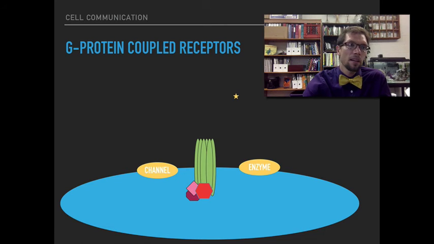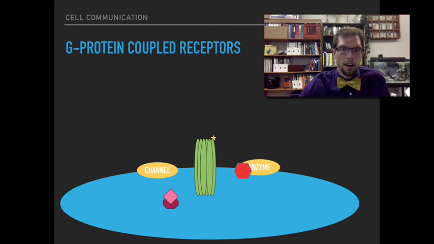So you can have the ligand binding to the G protein coupled receptor. The G protein then, in this case, dissociates, and then you can have one of the subunits interact with an enzyme that leads to the production of second messengers, or it can interact with a channel and open up the channel and have the molecules go into the cell.